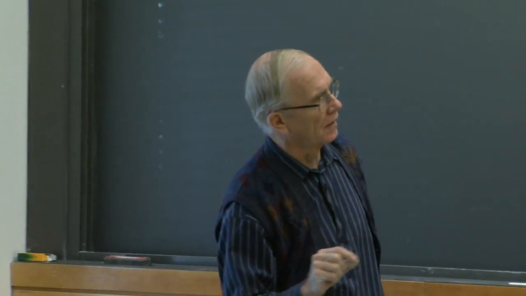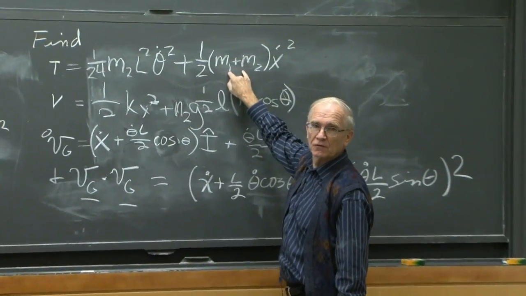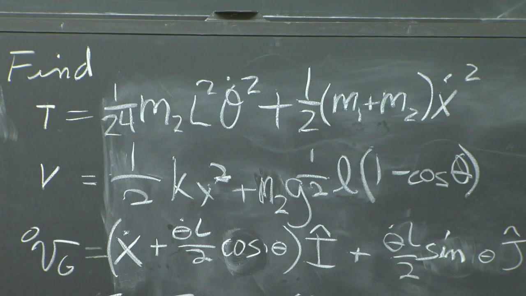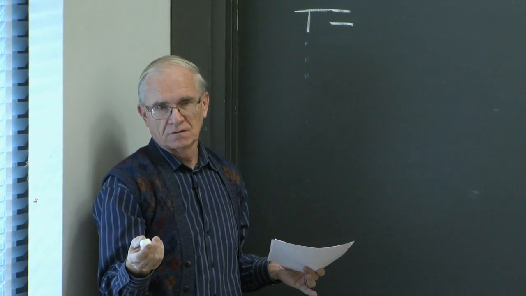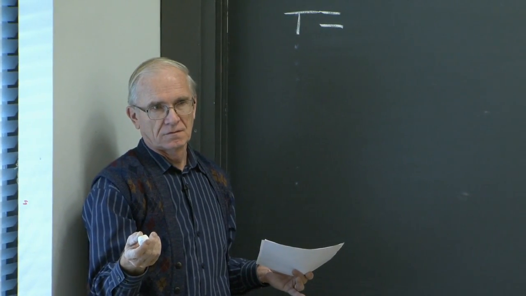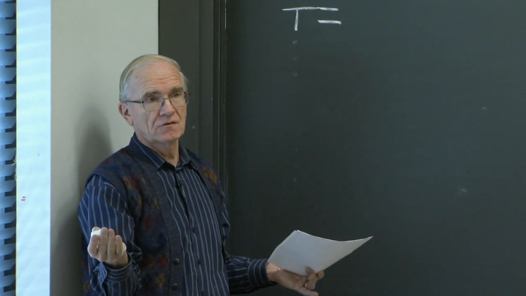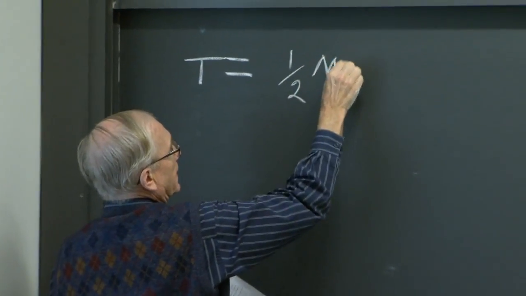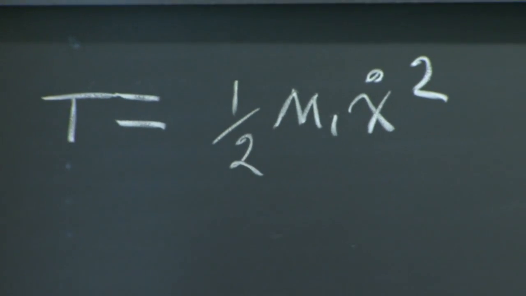So I would stay away initially from lumping the two together. I would take the two individually. If you take the main mass, the block on wheels, what is its velocity? Its velocity is just x dot, right? And its kinetic energy is? Okay, so for the first block, you have 1/2 m1 x dot squared, and you're done. That's the first block. Now you need the second rigid body.